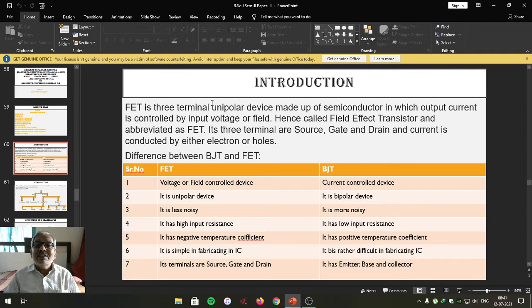It is a unipolar device because current is conducted by either electrons or holes, not by both at a time. So that's why it is a unipolar device. Such a device, we can call a field effect transistor.